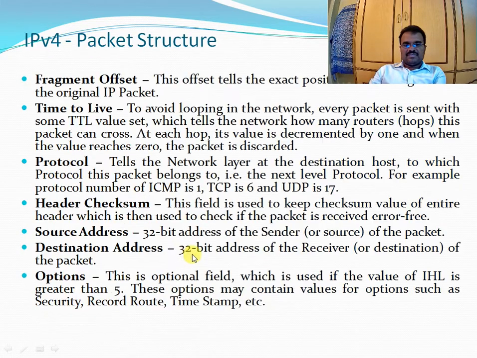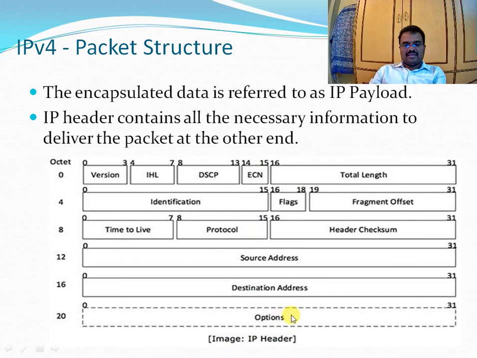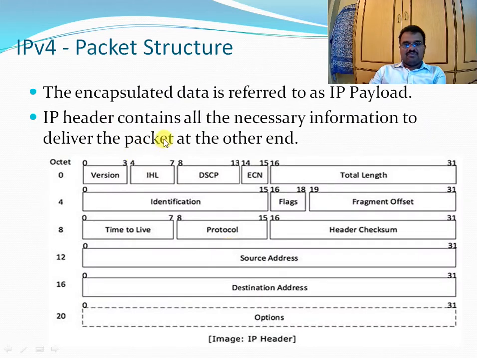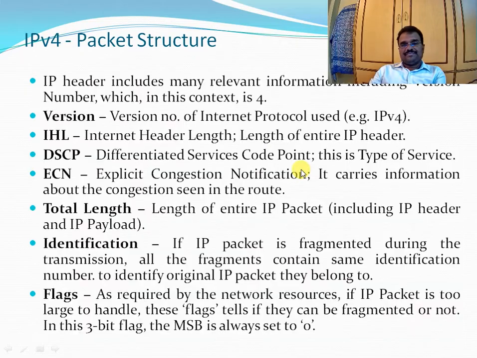And in this, we can also see the last one, options. Options is an optional field which is used if the value of IHL is greater than 5. These options may contain values for options such as security, record route, timestamp, etc. So if you see the packet structure, all this information will be there in the packet of the IP version.